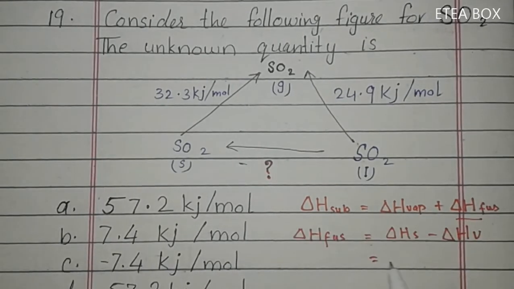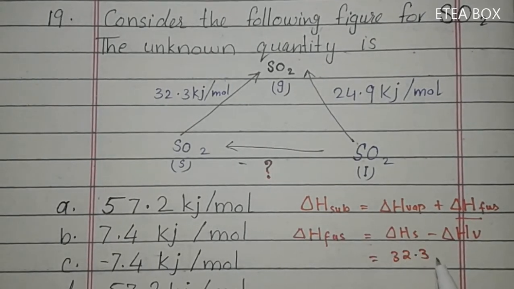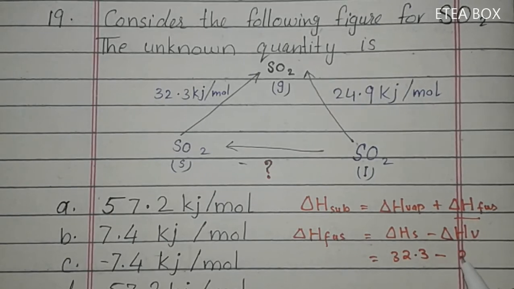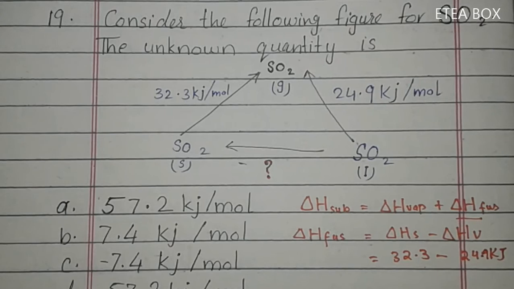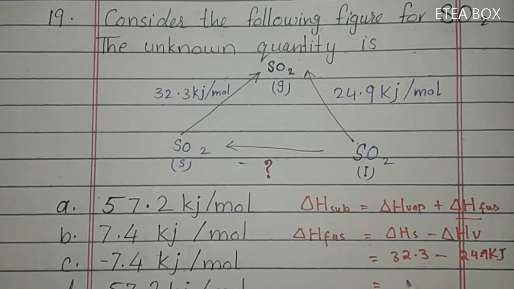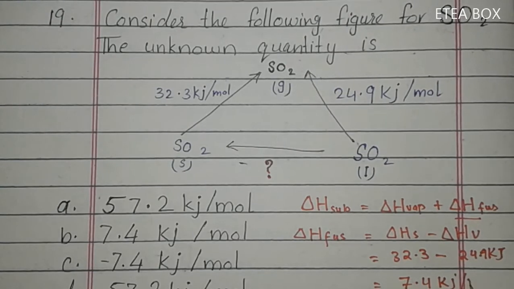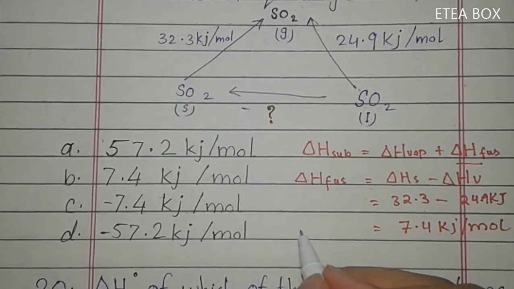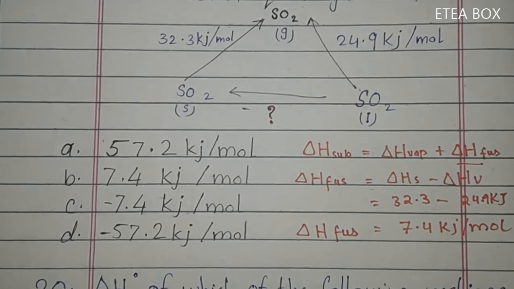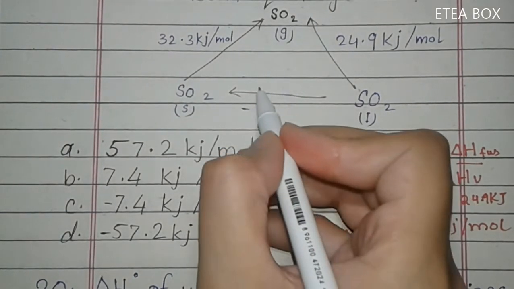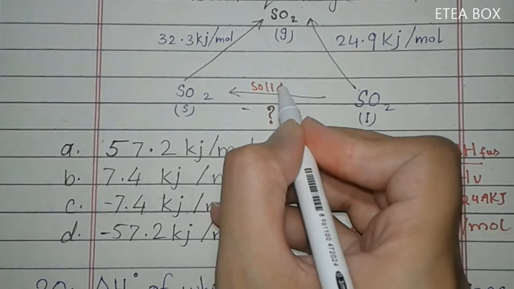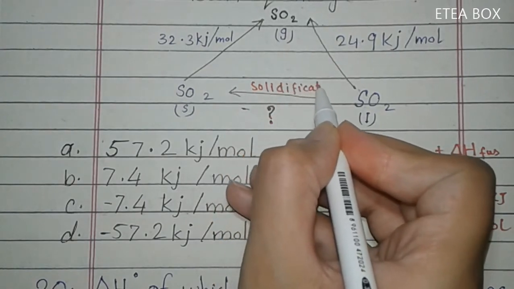Fusion. Sublimation is 32.3 minus vaporization is 24.9 kilojoule. Now this one will give 7.4 kilojoule per mole. So the heat of fusion is 7.4 kilojoule per mole. But look here, what is required? Solidification is required.